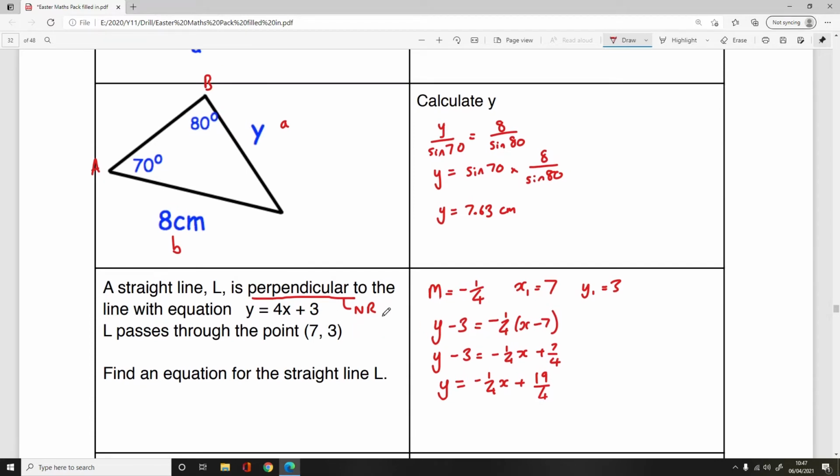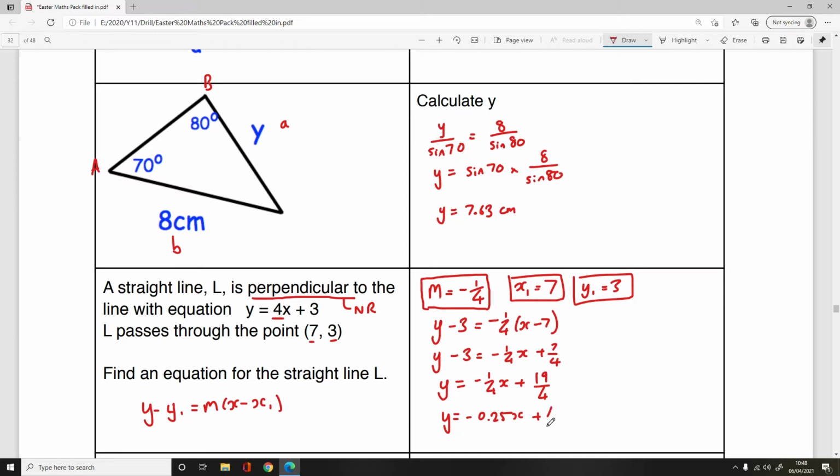Perpendicular means we want to use the negative reciprocal gradient. So we look at this line, it's got a gradient of 4, so our negative reciprocal of that would be minus a quarter. Goes through the point 7, 3, so that's our x1, y1. And then we want to use our formula, which we should know, y minus y1 is m(x minus x1). Sub all that stuff in, rearrange it, you get minus a quarter x plus 19 over 4, or we could say minus 0.25x plus 4.75 if you wanted.